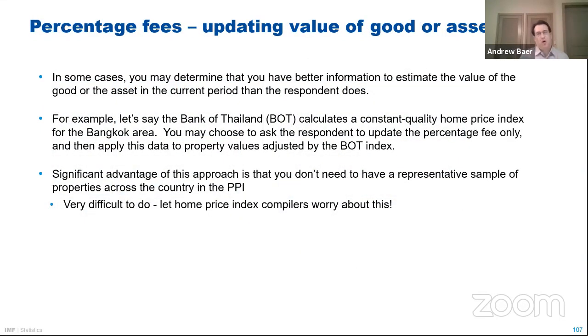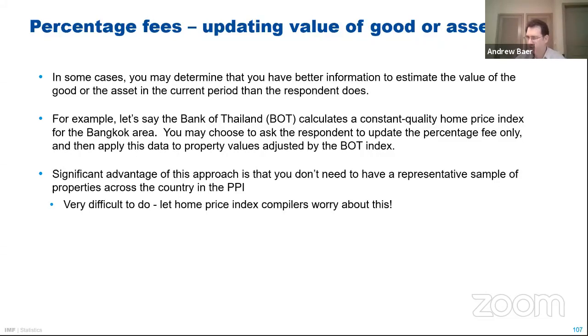Okay. Now, we mentioned that it's very hard for respondents to update the value of the good or the asset. In some cases, we found that sometimes we had better information than the company did. So let's say, for example, the central bank calculates a constant quality home price index for the Bangkok area. You may choose to ask the respondent to just update their percentage fee, and then you would apply this data to property values adjusted by the Bank of Thailand index.